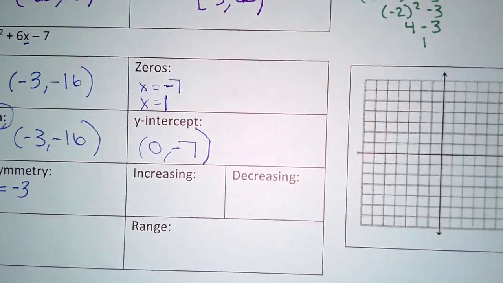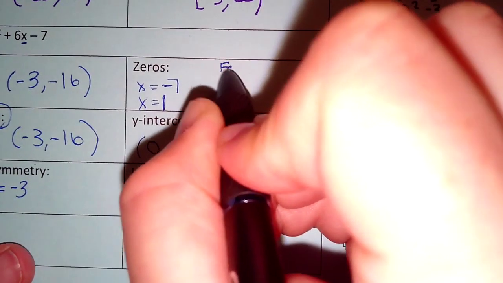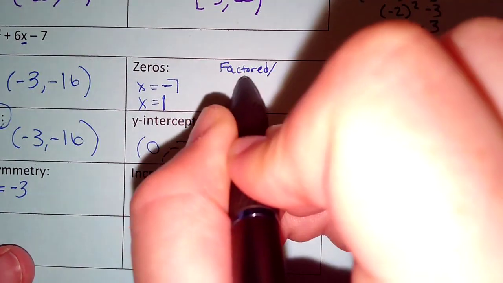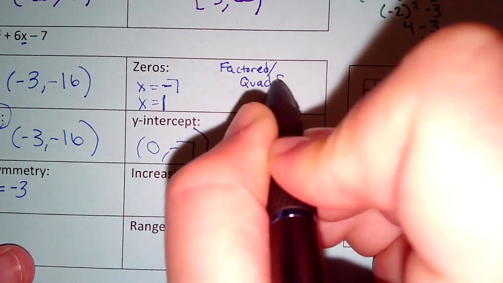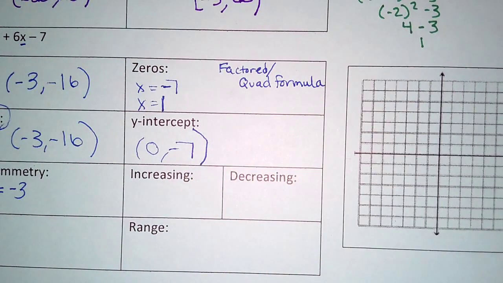Okay, write yourself this note. Another way to find that without the graphing calculator is you could have factored and solved or used the quadratic formula. x equals -b plus or minus the square root of b squared minus 4ac, all over 2a. Remember that? That old thing? Okay, so you could have done that.